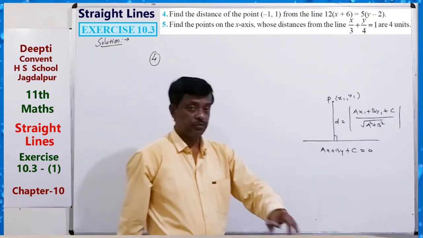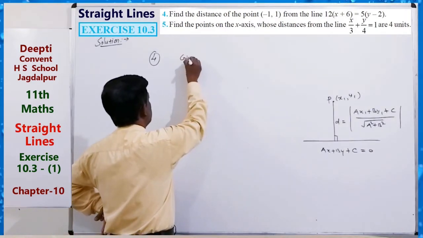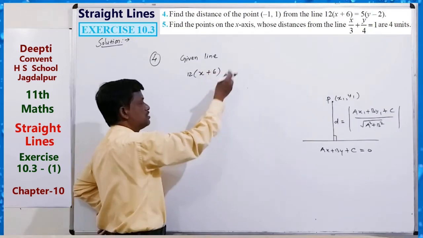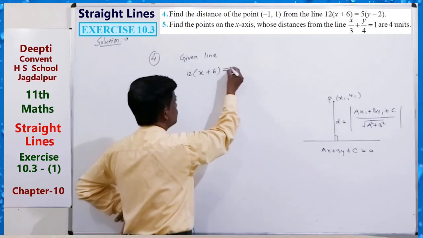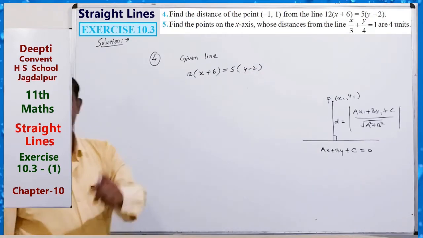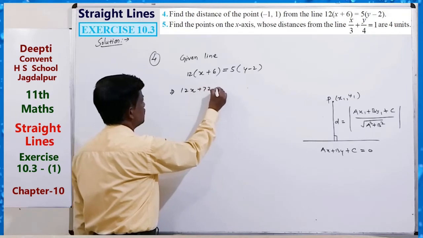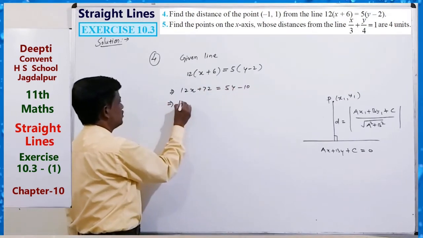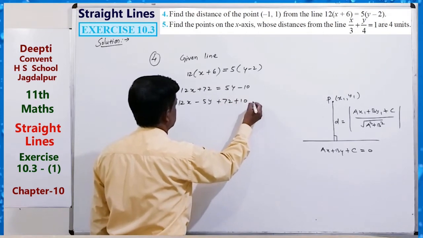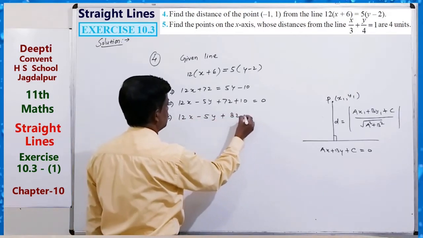So question 4 is given. The given line is 12x plus 6 equals 5y minus 2. First of all you have to write it in standard form. So for that, write 12x minus 5y plus 72 plus 10 equals 0. So here we write 12x minus 5y plus 82 equals 0. This is in standard form.